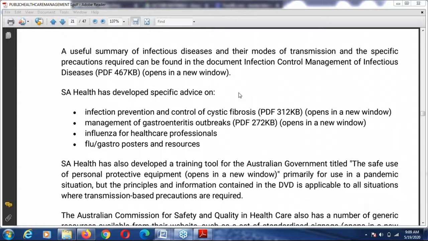Standard precaution is the primary strategy for minimizing the spread of infections in healthcare settings. Okay?